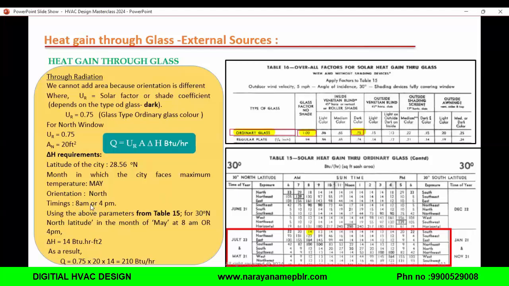Two timings we have to consider, 8 a.m. and 4 p.m. In the morning, the east side will be affected, and in the evening, 4 p.m. This is the timing generally as per ASHRAE. So for 30° north latitude in the month of May, 8 a.m. or 4 p.m., we find delta H is 14. You can see here for the north orientation exposure, 8 a.m. and 4 p.m. both are 14, so you take 14. So 14 is delta H. If you multiply, you will get the value.